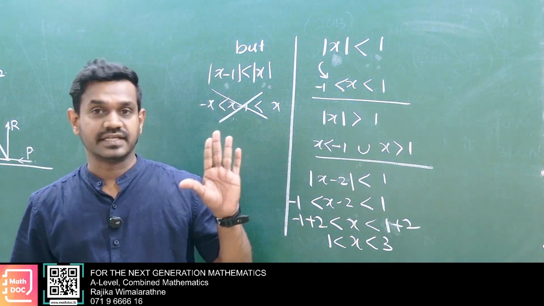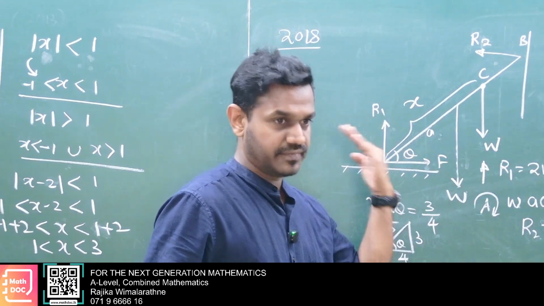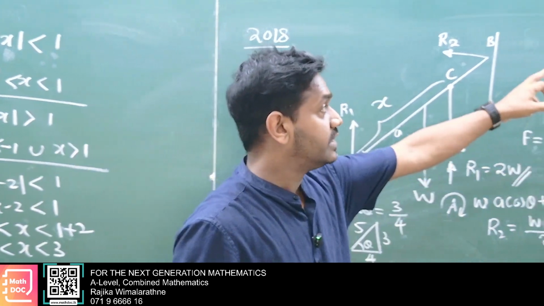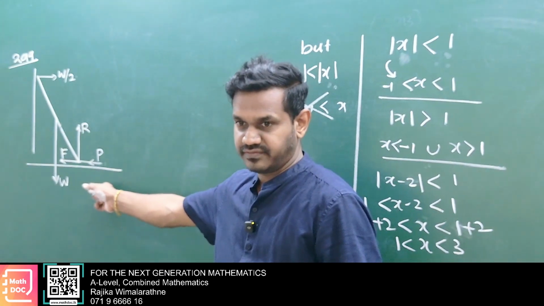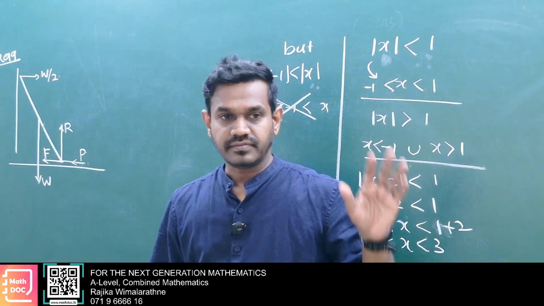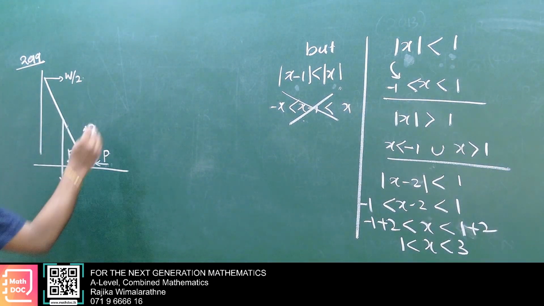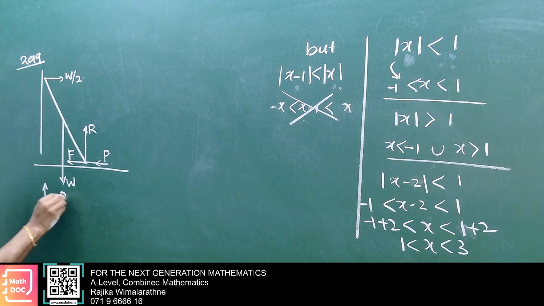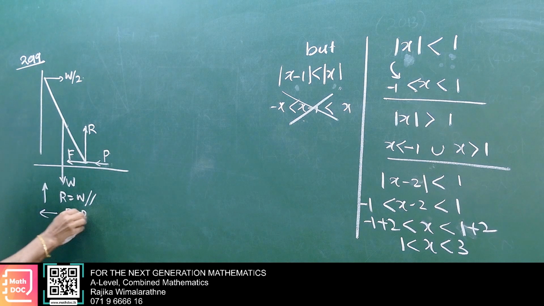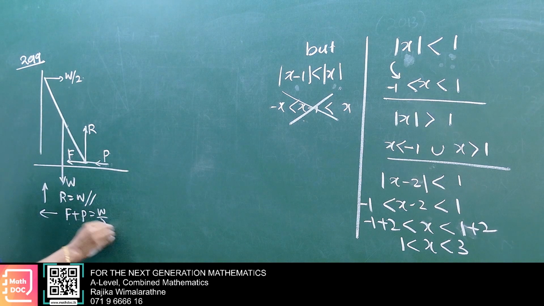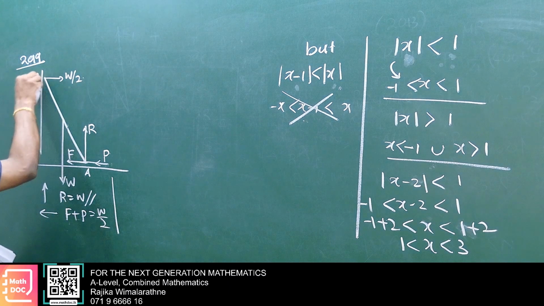But in all the previous cases, see here in this case, surely we can say it moved away from the wall. Then surely F is positive, that's why we didn't put modulus here. But in this case, we have doubt here, no? Then we have to put modulus. Okay. Now let's see. First resolve vertically. R equal W. Then resolve horizontally. F plus P equal W over 2. Then take moment about this point A. Here B, no?